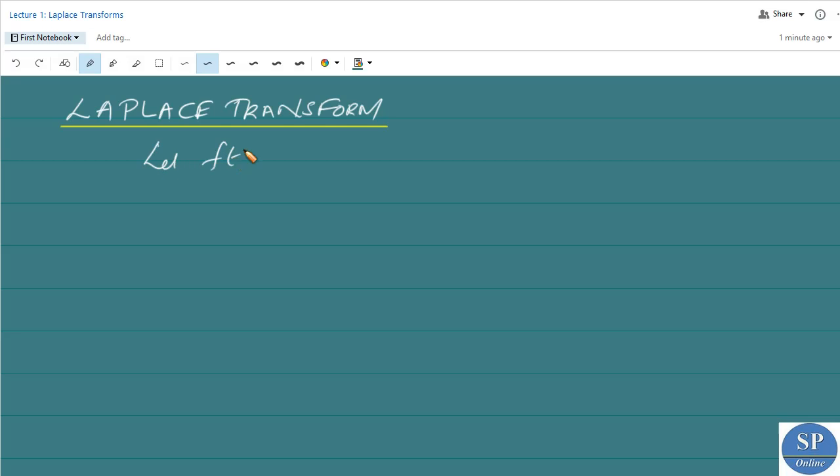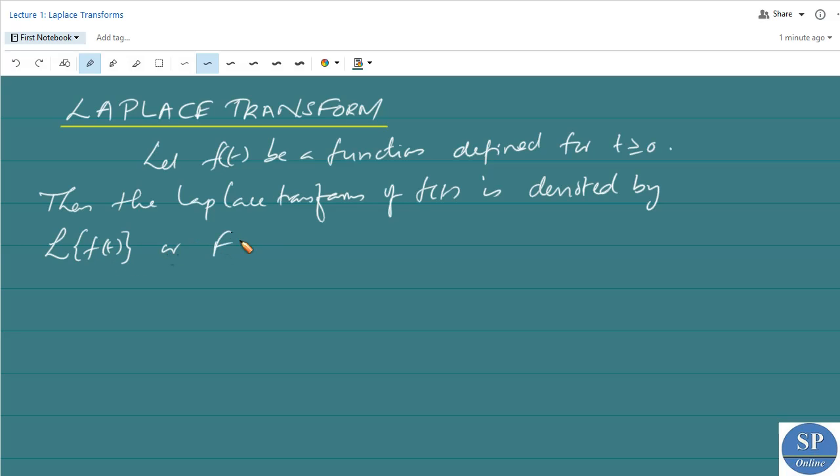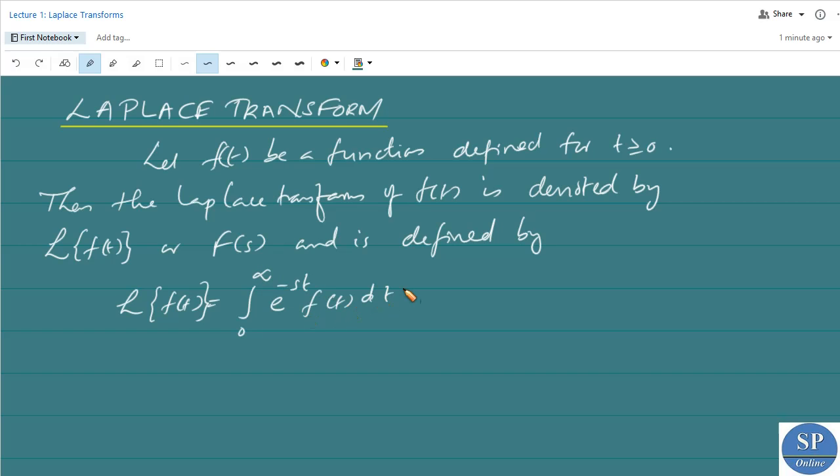Let f of t be a function defined for all t greater than or equal to 0, then the Laplace transform of f of t is denoted by L of f of t or F of s, and is defined by L of f of t is equal to integral 0 to infinity e to the power minus st into f of t dt, provided this integral converges.